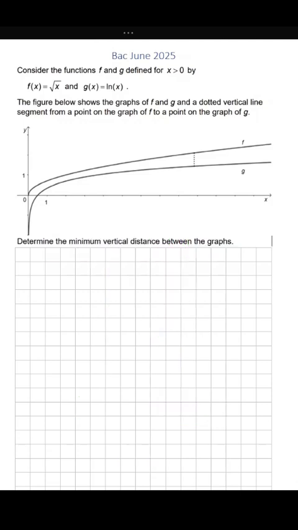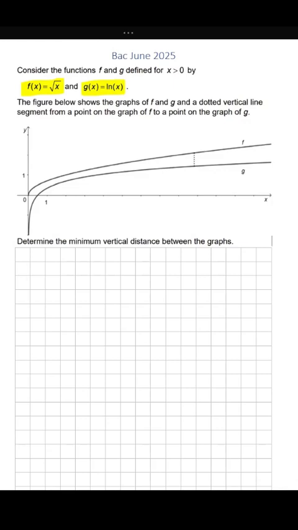Now, I'm asked to consider the functions f and g defined for x greater than 0. We've got f of x is equal to root x and g of x is equal to ln of x, all right? Below, we're showing the two of them in a picture just there, and I'm showing a dotted vertical line from a point on the graph of f to a point on the graph of g. Now, that dotted line was actually kind of a hint, but I think a few people didn't really notice it.